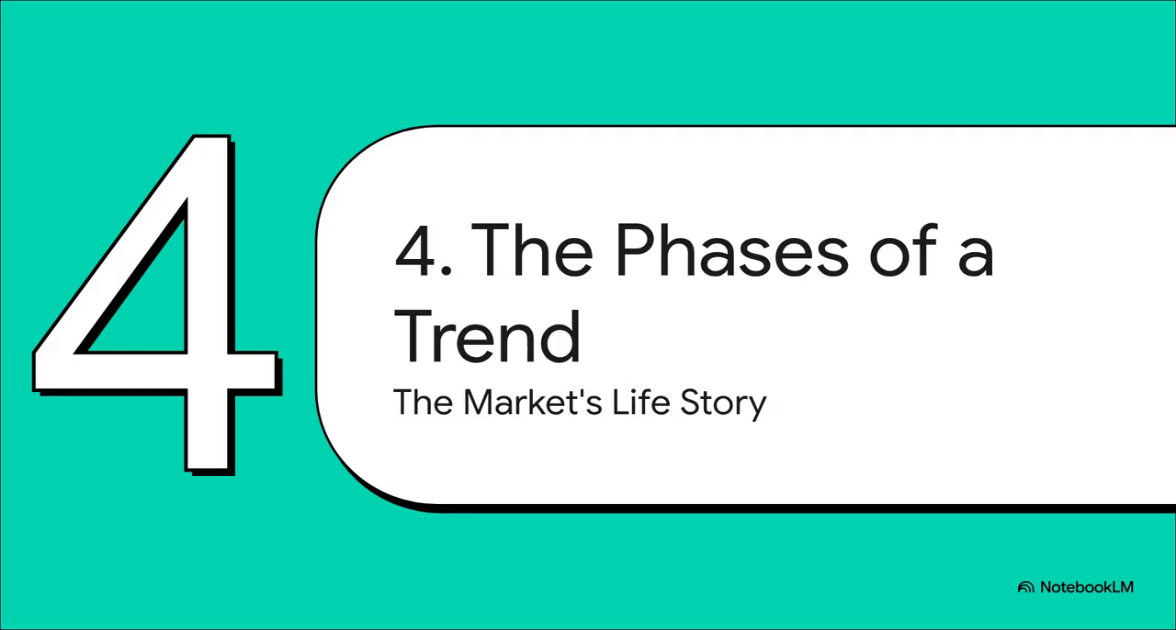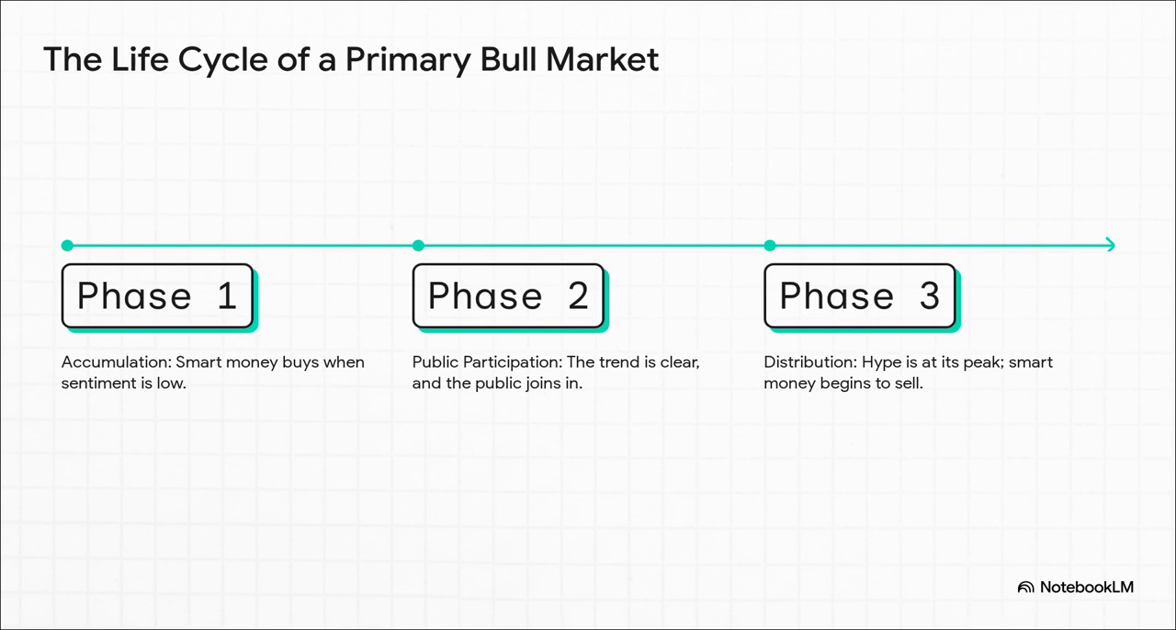Okay, let's zoom in on that idea of phases, because this is where the psychology comes in. According to Dow, every major trend follows a predictable storyline. It's got a beginning, a middle, and an end. And if you know which chapter you're in, you have a much better idea of what's coming next. So take a bull market. It starts with the accumulation phase. This is when the smartest investors, the smart money, start buying things up when nobody else wants them, when all the news is terrible. Then comes phase 2, public participation.